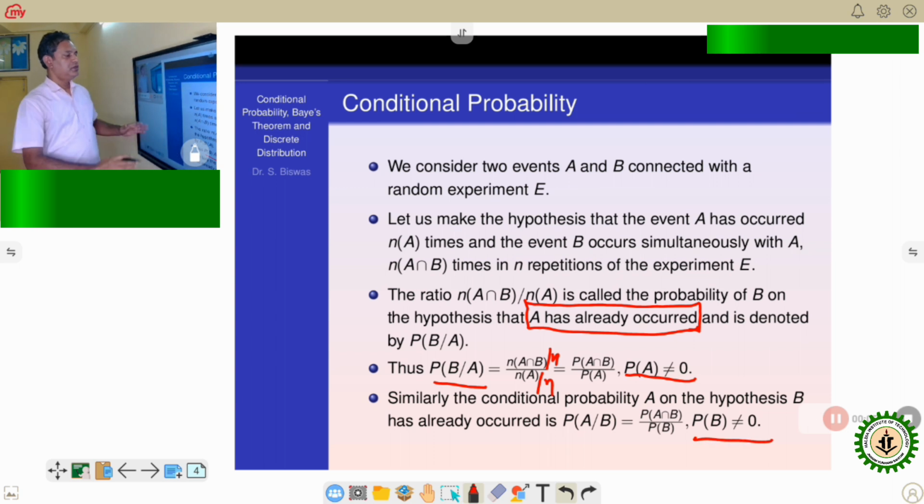So this is the definition part of conditional probability. What I want to emphasize here is the fact that the occurrence of one event depends on the occurrence of some other event, where both the events are part of this same random experiment E.